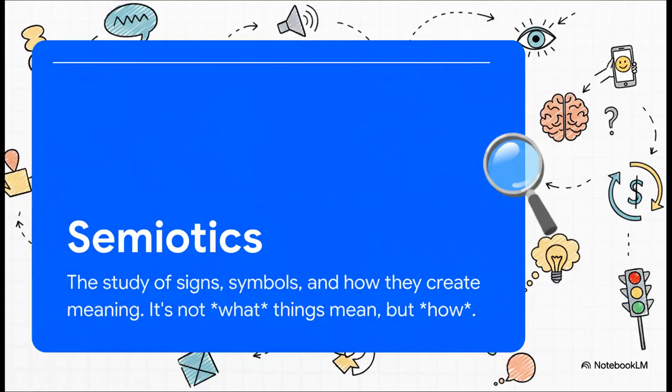So, what is it exactly? Well, semiotics is the study of signs and how they create meaning. But the really important part, the thing to focus on here, is that little word, how. Semiotics isn't a treasure hunt for the one true meaning of something. Instead, it's about analyzing the machinery, the actual process of how a word or an image or an object comes to mean anything at all.